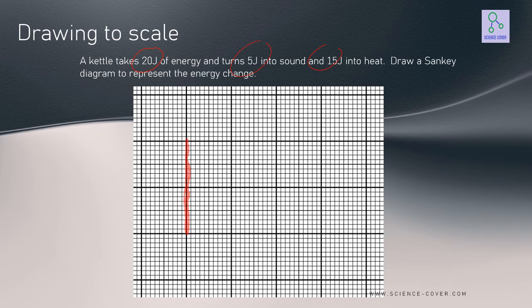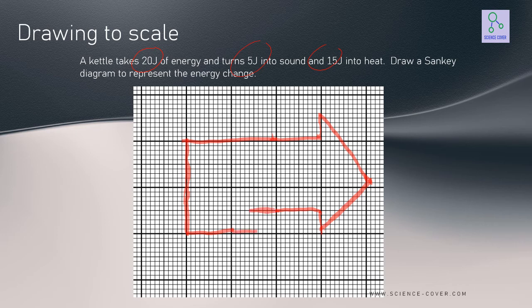And show that as the width of my first arrow. Now the next thing I need to do is to have 15 joules come in as heat. So I'm going to try and draw an arrow that has a width of 15 squares. So I've marked on, there we go, 15 squares. Okay, from one side to the other, and the width of the arrow is now 15 squares. So that leaves me these 5 squares here to play around with.